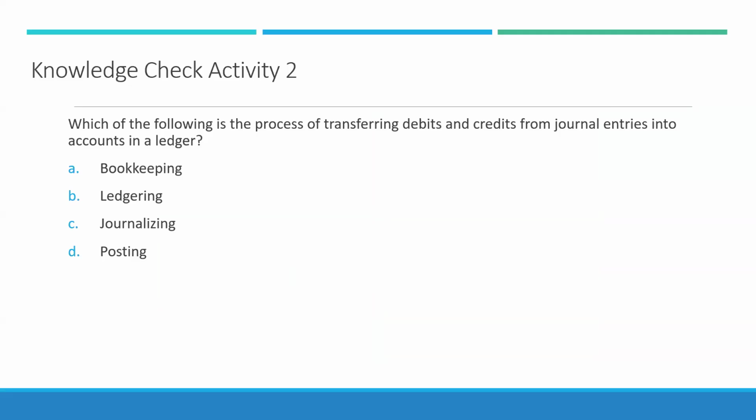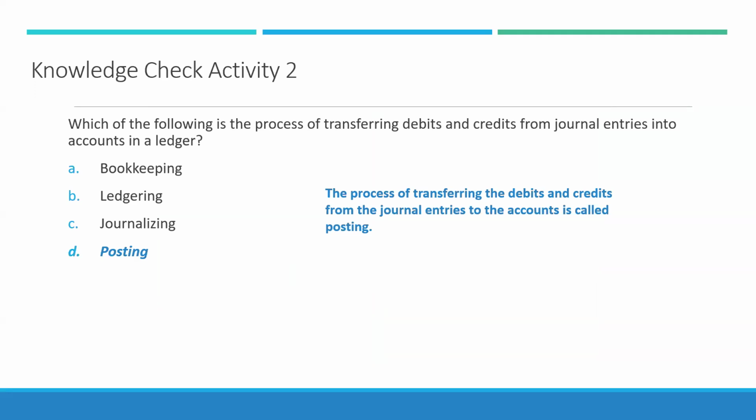Which of the following is the process of transferring debits and credits from journal entries into accounts in a ledger? Posting, okay?